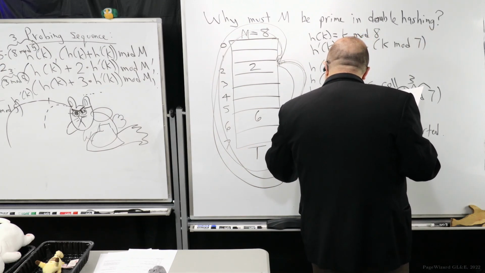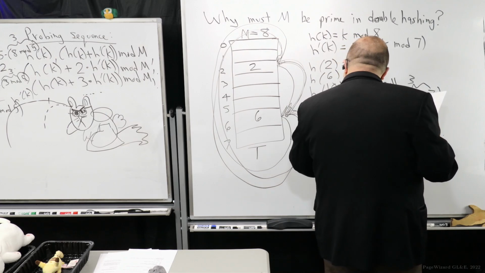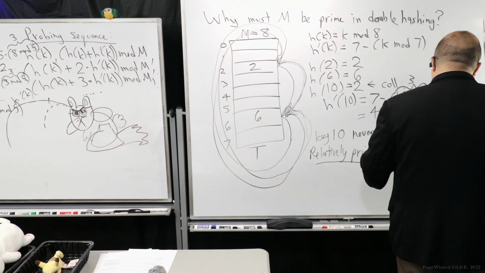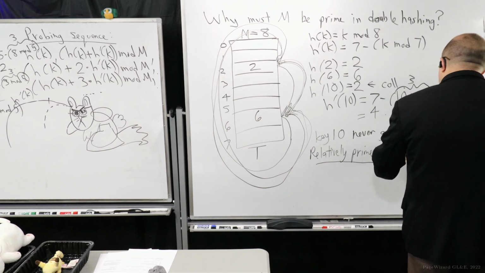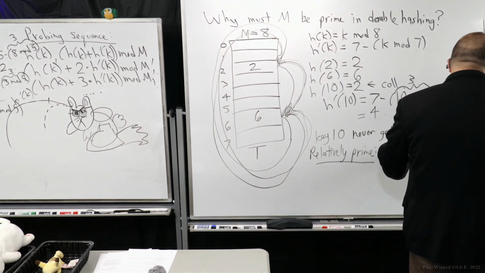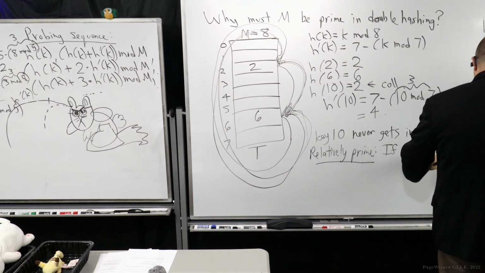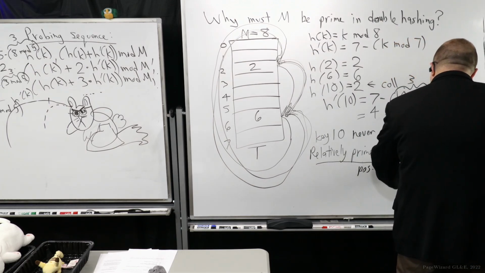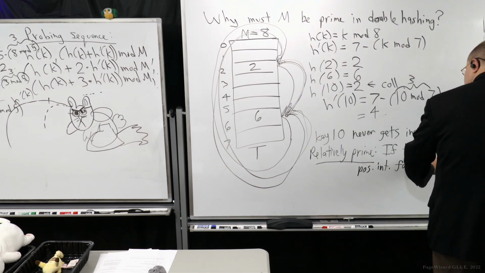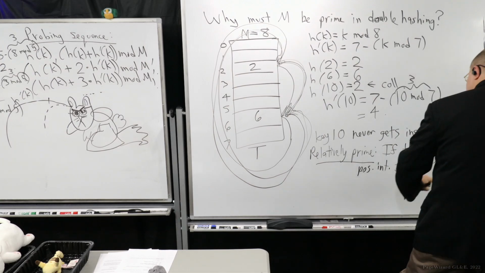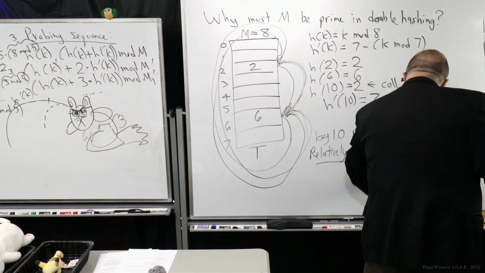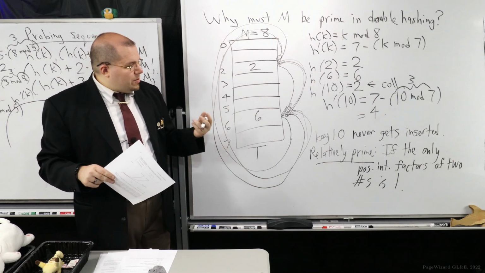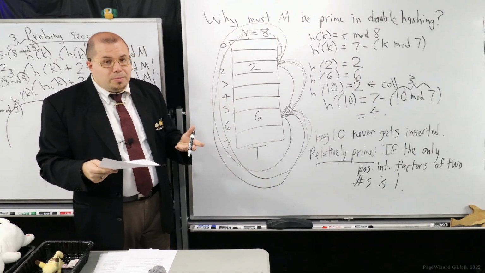So what does relatively prime mean, which is sometimes called coprime? Two numbers are relatively prime if the only positive integer factors or divisors they have in common is 1. So if I give you two positive integers and I ask if they're relatively prime, if I look at their divisors, the only one they're allowed to have in common is 1.